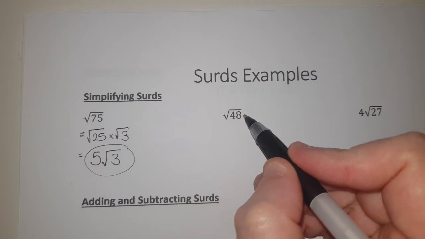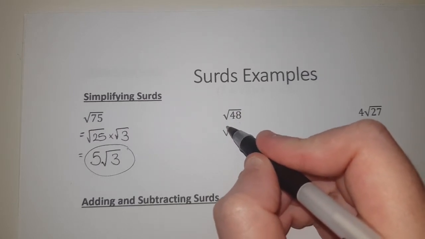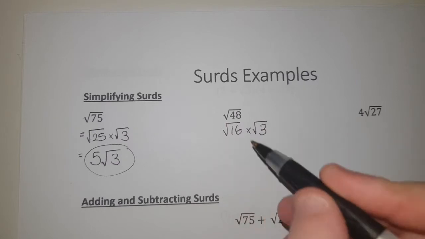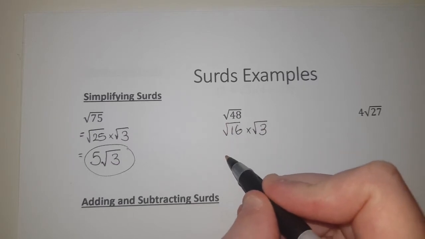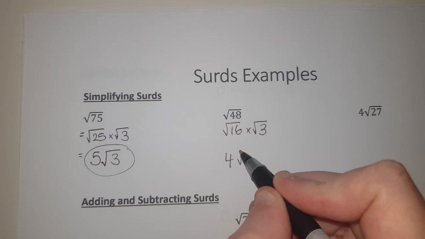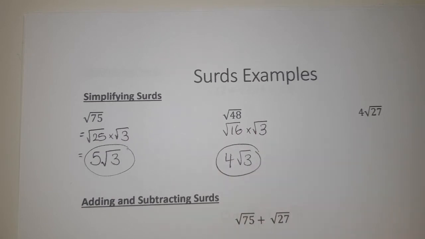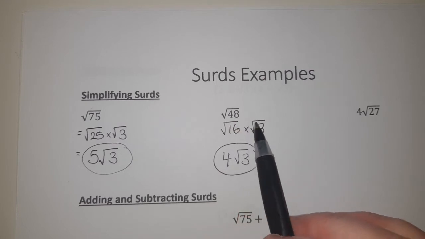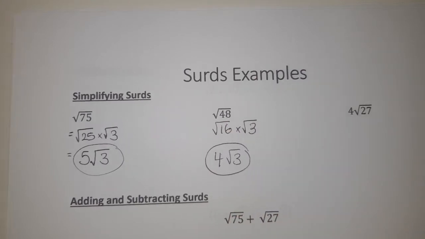So if I look at this one, a square number that goes into 48 would be 16, and then root 3. Again, square root of 16 is just 4. Root 3 I can't simplify, so it stays as 4 root 3. Okay, if you picked 4 to begin with, you just have to simplify a little bit more afterwards.